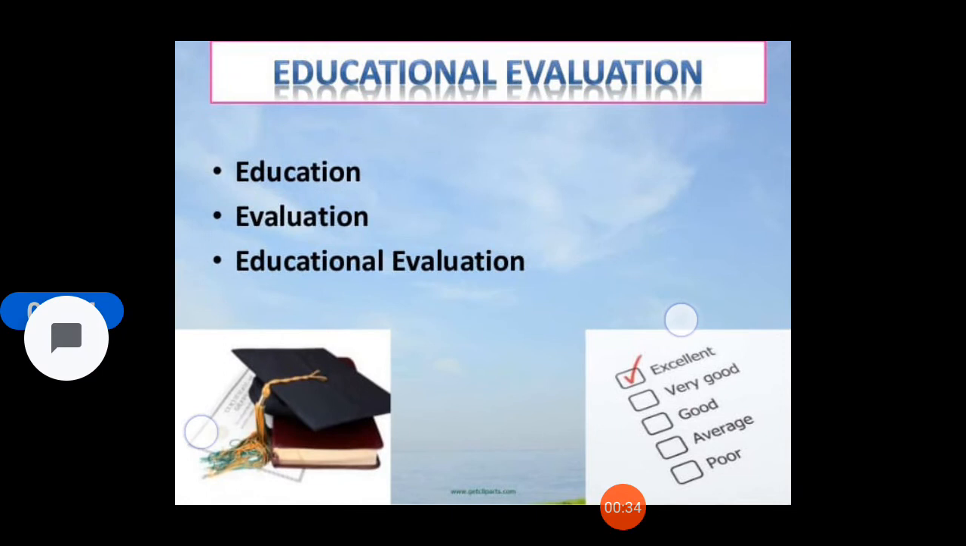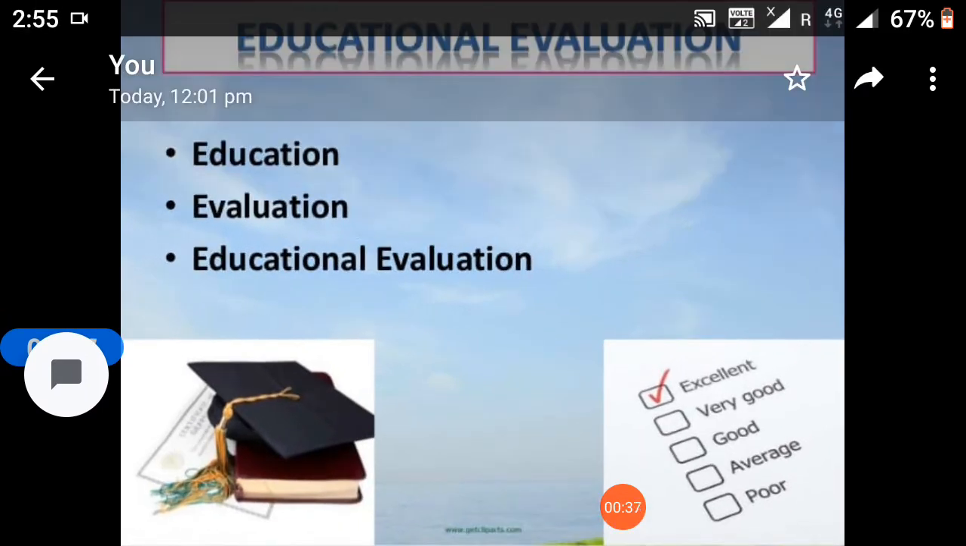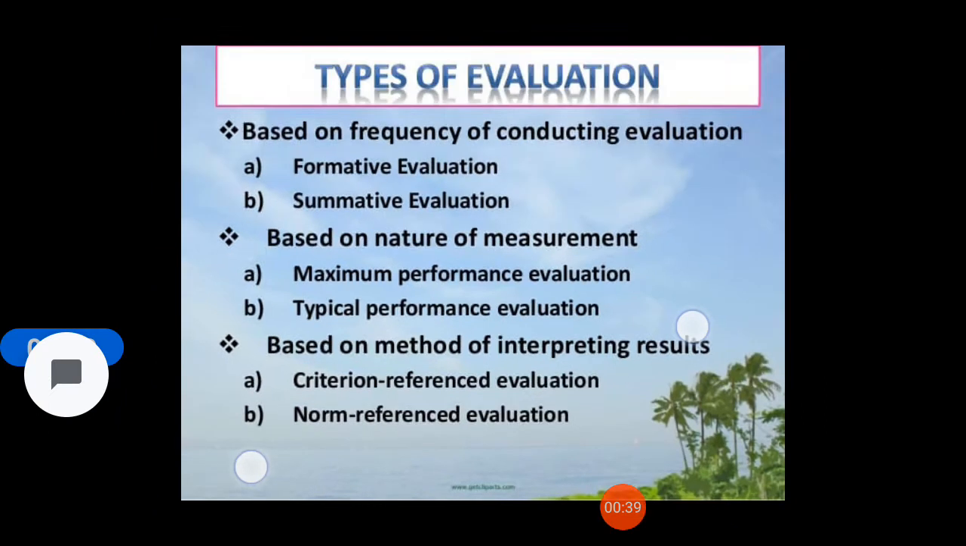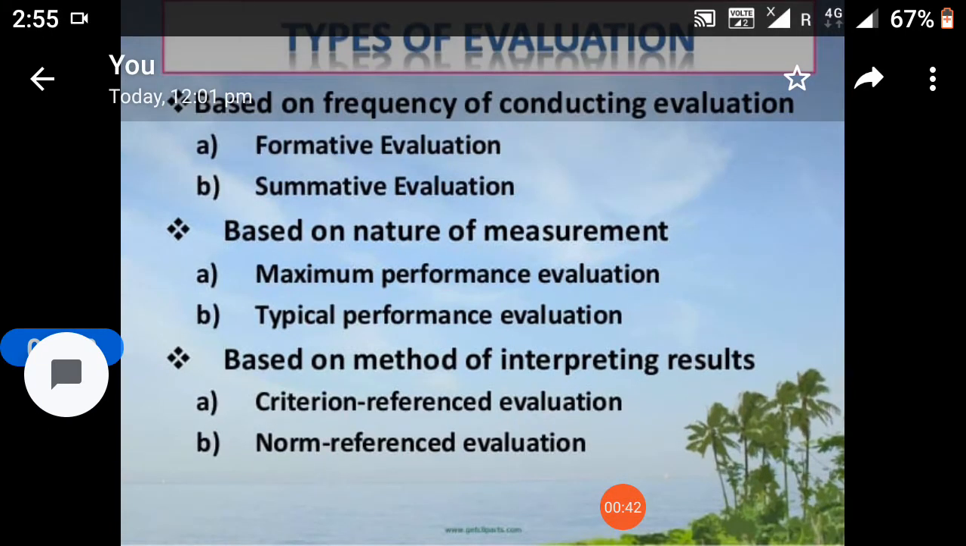Firstly, let us discuss educational evaluations. Types of evaluations based on frequency of conducting evaluations: formative evaluations and summative evaluations. Based on nature of measurements: maximum performance evaluations and typical performance evaluations. And next, based on methods for interpreting results: criterion reference evaluations and norm reference evaluations.